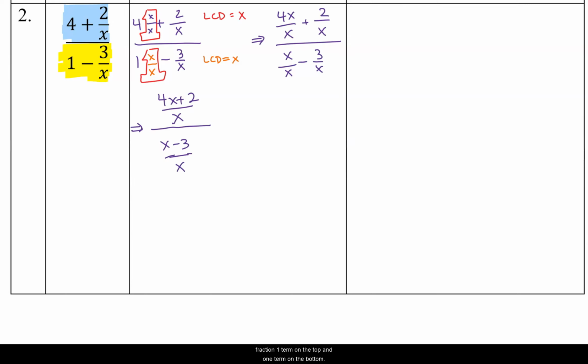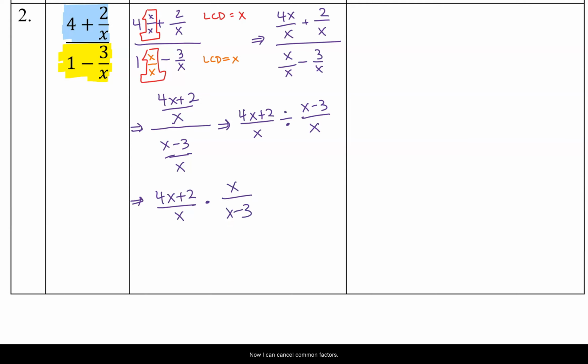And I end up with a complex fraction, one term on the top and one term on the bottom. And notice by term I'm saying term. And now that I have one term over one term, I can turn this complex fraction into a division problem. 4x plus 2 over x divided by x minus 3 over x. And then I copy, dot, flip. I've got a multiplication problem.